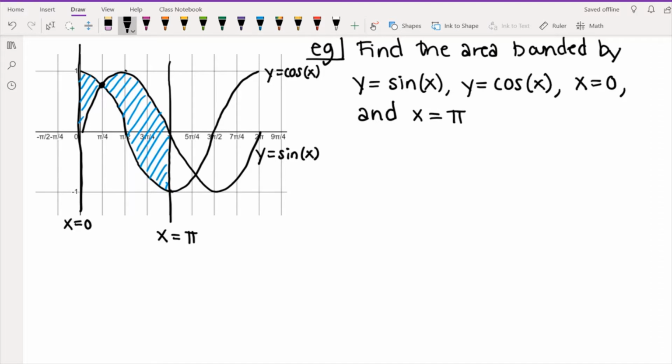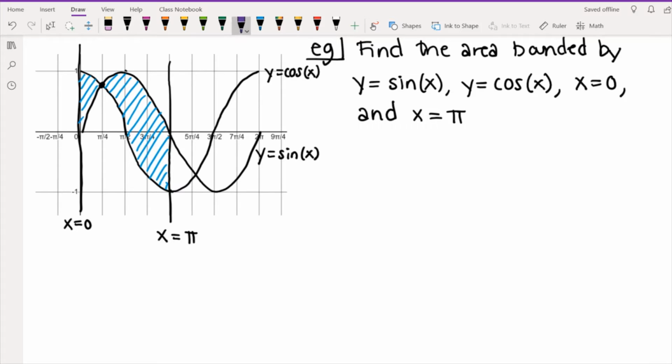Well, if you set sine of x equal to cosine of x and solve that, you're basically looking for the angle where sine and cosine agree. And if you think about the unit circle, the angle between 0 and pi where sine and cosine have the same value would be pi over 4, right? Like a 45-degree angle, sine and cosine are going to have the same value. So that's why those two graphs intersect at pi over 4.